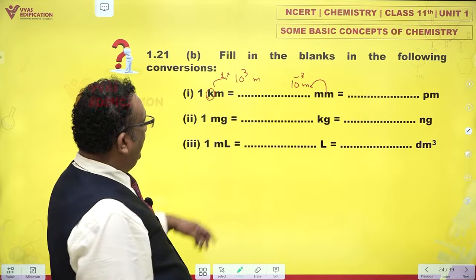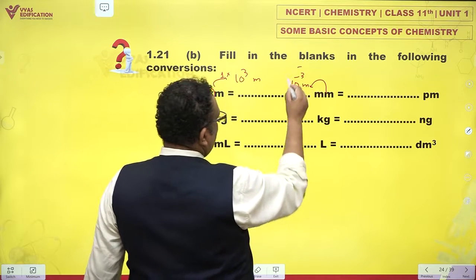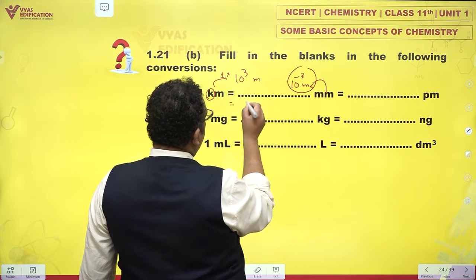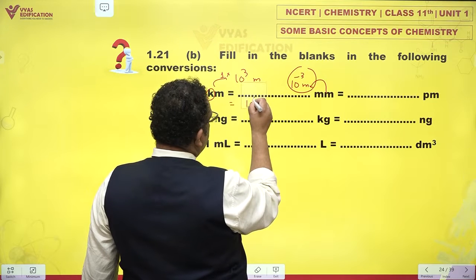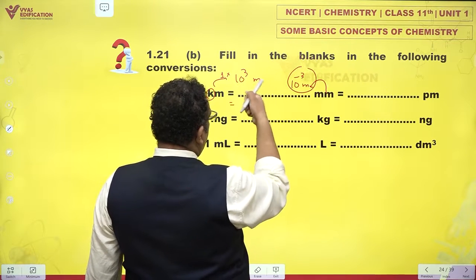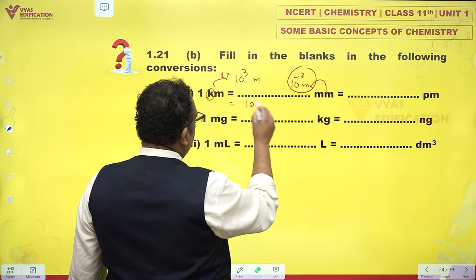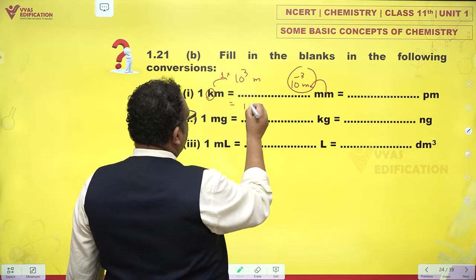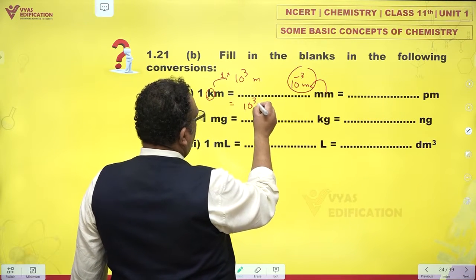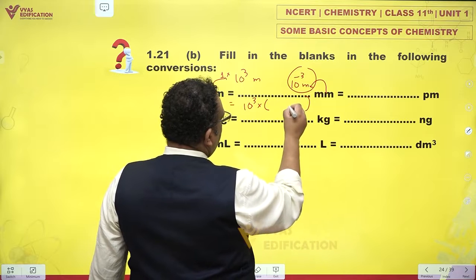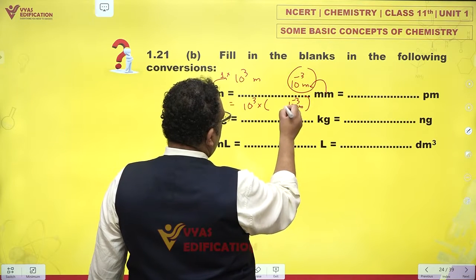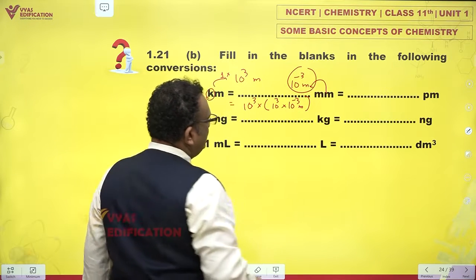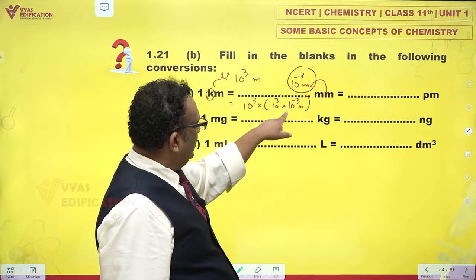And if I have to get this unit somehow, what do I do? Let this 10 to the power 3 remain as it is. I'll just say it is 10 to the power 3 into, now I need 10 to the power minus 3 meter. So can I say this? 10 to the power 3 into 10 to the power minus 3 meter.